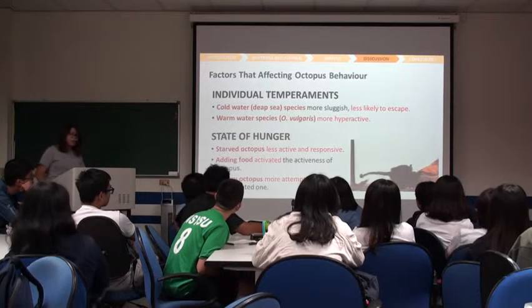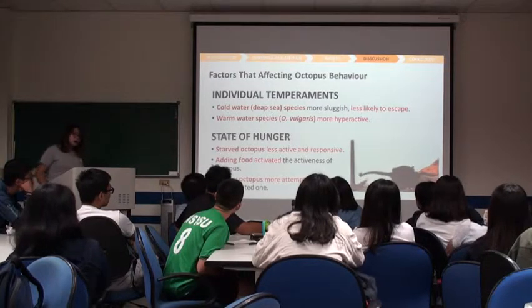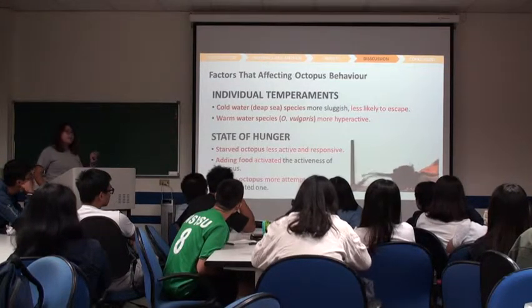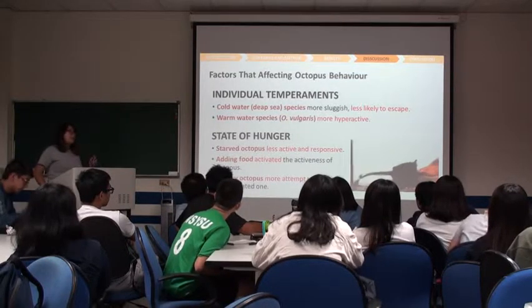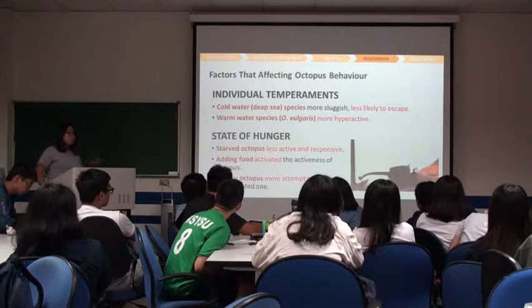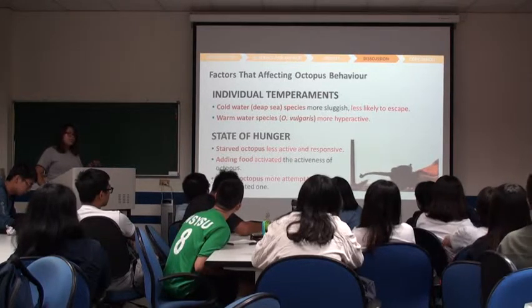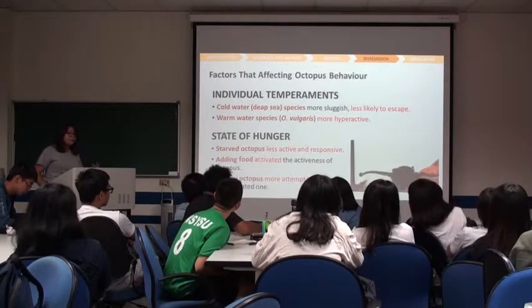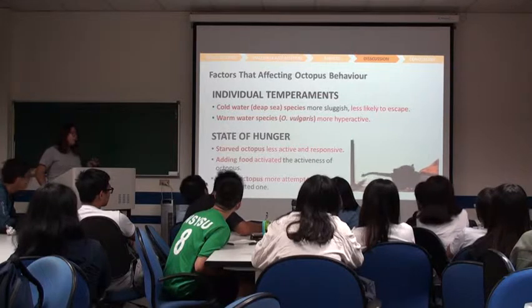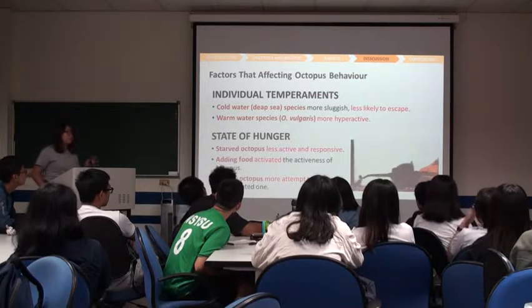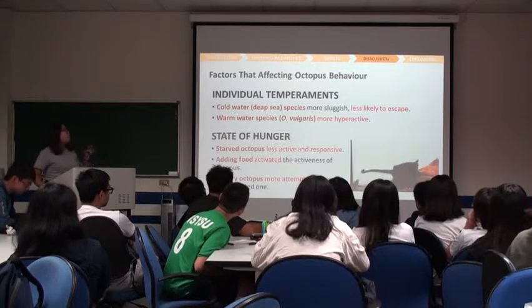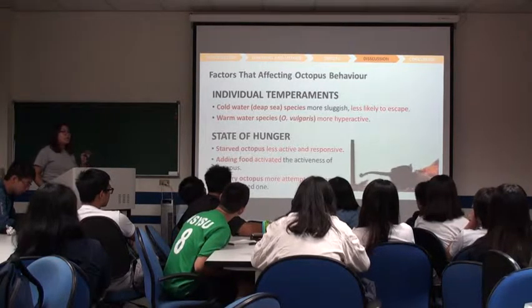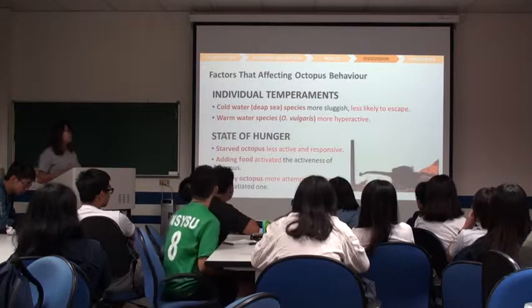So for individual temperament, cold water species like the blue ring octopus are more sluggish, which means they move slowly and are less likely to escape. But for warm water species like Octopus vulgaris, which has the highest mean escape value, they are more hyperactive, which means they are more likely to escape.